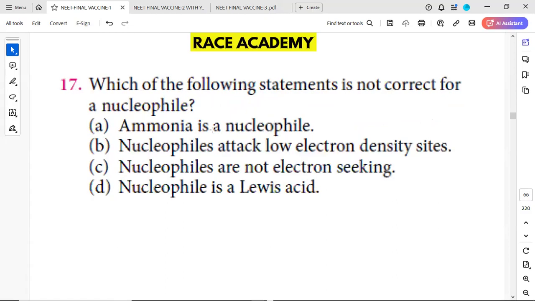Next, move to the 17th question. Which of the following statements is not correct for a nucleophile? Carefully observe. Ammonia is a nucleophile. True. Nucleophiles attack at low electron density sites. That is also true. Nucleophiles are not electron seeking. Yes, they are not electron seeking; they have electrons. They don't seek electrons. Nucleophile is a Lewis acid. Where is the mistake? Nucleophiles are Lewis bases, not acids. So the fourth option is the right option for this question.